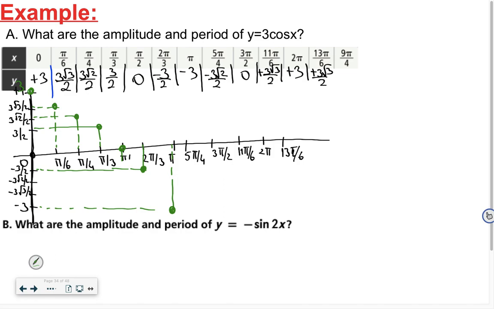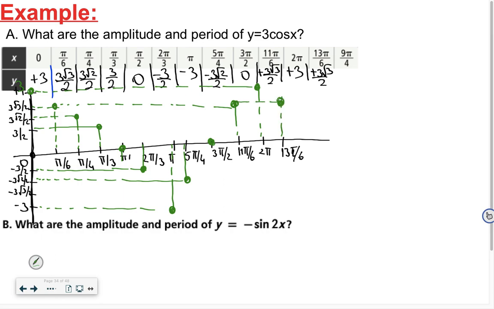If it is 5 pi over 4, it's going to be negative 3 radical 2 over 2. 3 pi over 2 is going to be 0. 11 pi over 6 is going to be 3 radical 3 over 2, which is here. And if it is 2 pi, it's going to be 3 as well. After that, your function is going to be decreasing again. Now, let's connect the points.